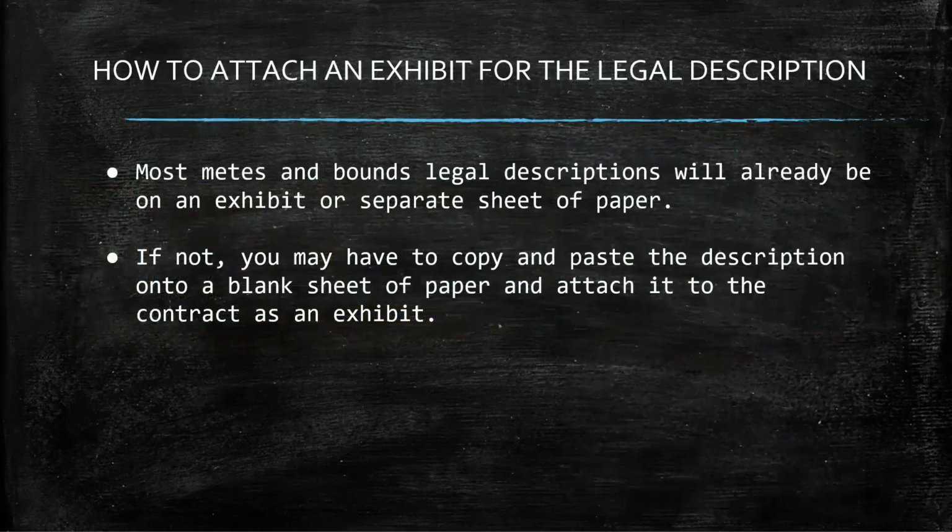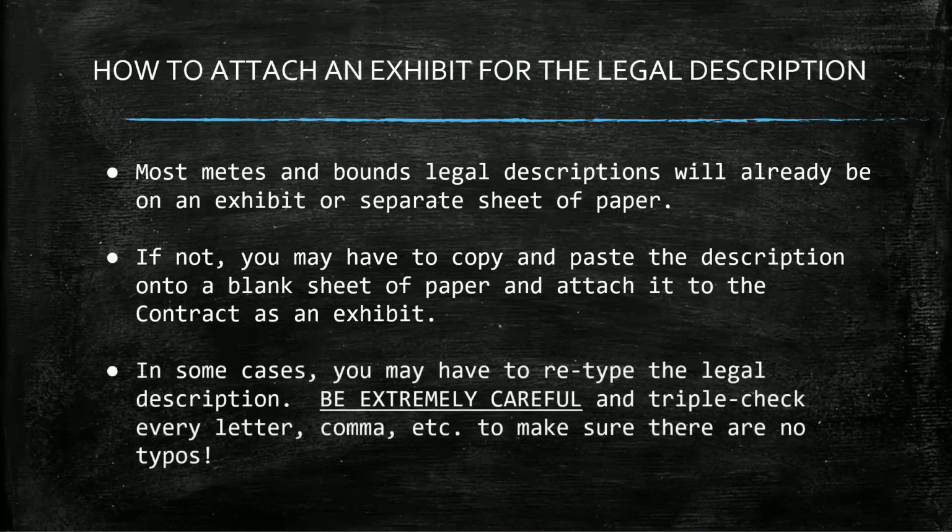Most meets and bounds descriptions will already be on their own exhibit or on a separate sheet of paper. If not, you may have to copy and paste the description onto a blank sheet of paper and then attach that to the contract as an exhibit. In horrible nightmare cases, you may find yourself having to retype a meets and bounds legal description. If you find yourself in this position, be extremely careful and just triple check every letter, every comma, everything in that legal description. It has to be exactly the same. Don't make any typos.